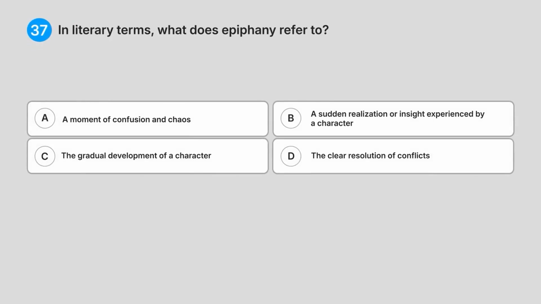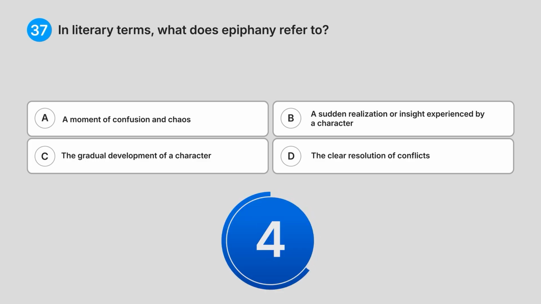37. In literary terms, what does epiphany refer to? A, a moment of confusion and chaos. B, a sudden realization or insight experienced by a character. C, the gradual development of a character. D, the clear resolution of conflicts. What do you think is the answer?